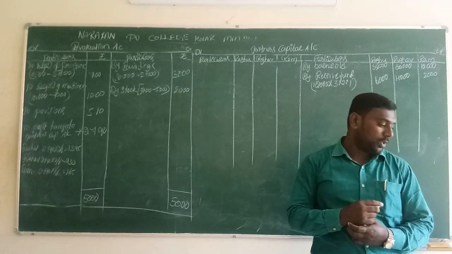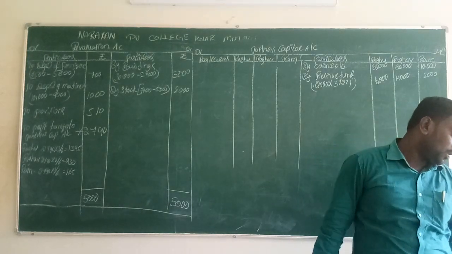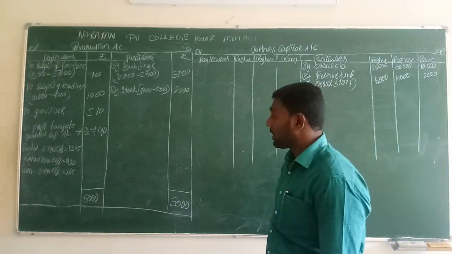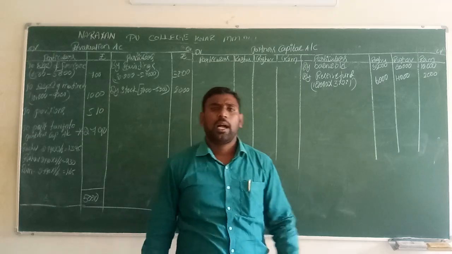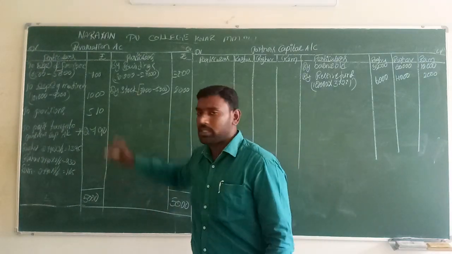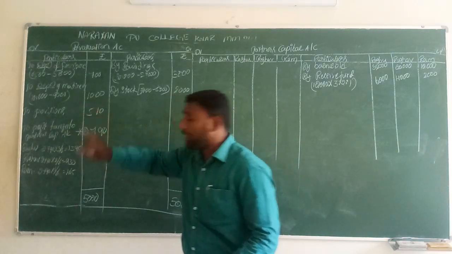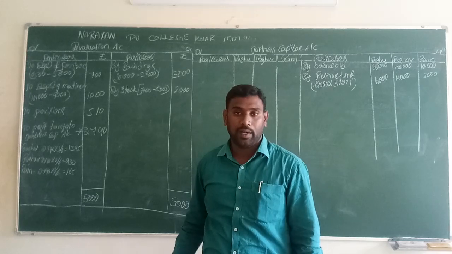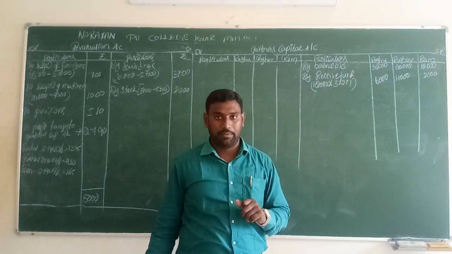Next we move to the adjustments, which will come to the partner's capital account only. In the adjustments, number one, incomes and expenses won't come. Number two, that belongs to total expenses, it also won't be considered. Number three, goodwill is given. The goodwill of the firm is given as 24,000.